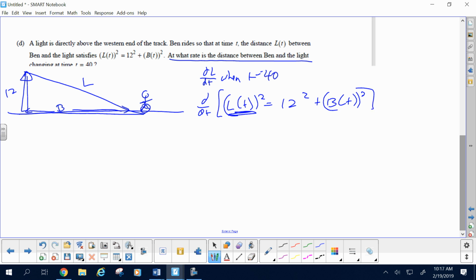Derivative to this side by chain rule. We will have 2 times L at t times derivative inside, L prime at t, equals 0 plus 2b at t times derivative inside, b prime at t. By the way, b prime at t is equal to velocity.